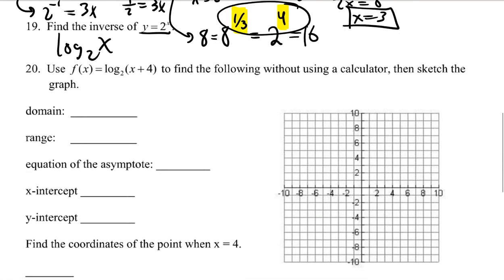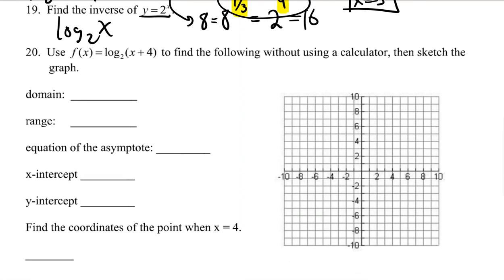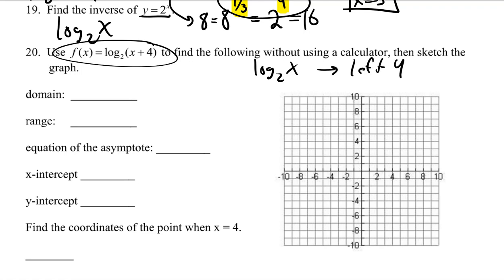If you're asked to graph something like this, you should probably say, well, it's going to look like log base 2 of x shifted left 4. So that's the transformation. And how you're supposed to know what this looks like? Well, one, it's nice to know what a sketch of it looks like. All the logarithm graphs look like this.